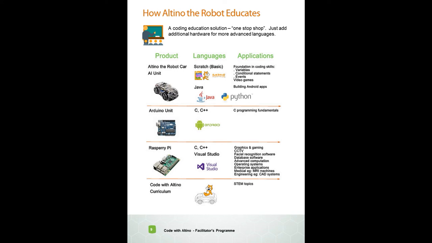The next is the Arduino unit. It's a very small, almost credit card size board that sits on top of your robot. Through this, the students learn C programming fundamentals and can also then move on to C++. Probably more into high school level is a Raspberry Pi, where the students can learn more Visual Studio or visual programming language for graphics and gaming, CCTV, and the rest of those applications there. And then, of course, you have the Code with Altino curriculum, which allows you to take the students through the STEM topics.